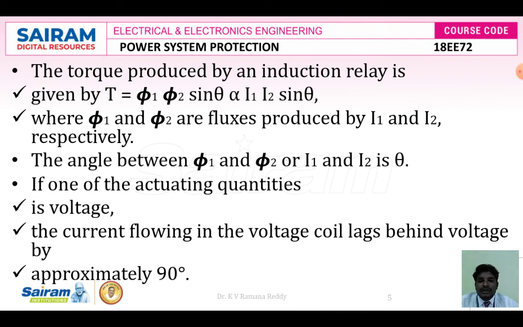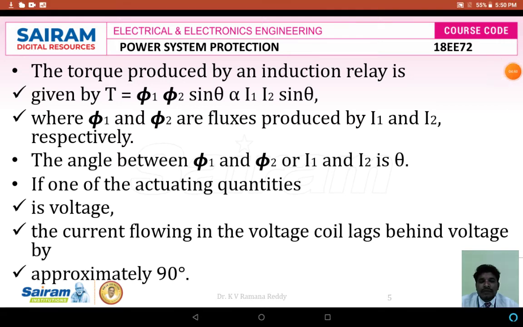Therefore the torque produced by an induction relay is given by T = phi1 phi2 sin theta. Since phi1 is because of the current I1 and phi2 is because of the current I2, in place of phi1 phi2 we can substitute I1 I2. Then the torque equation becomes T = I1 I2 sin theta, where phi1 and phi2 are the fluxes produced by I1 and I2 respectively, and the angle between phi1 and phi2, or I1 and I2, is theta. If one of the actuating quantities is voltage, the current flowing in the voltage coil lags behind the voltage by 90 degrees.